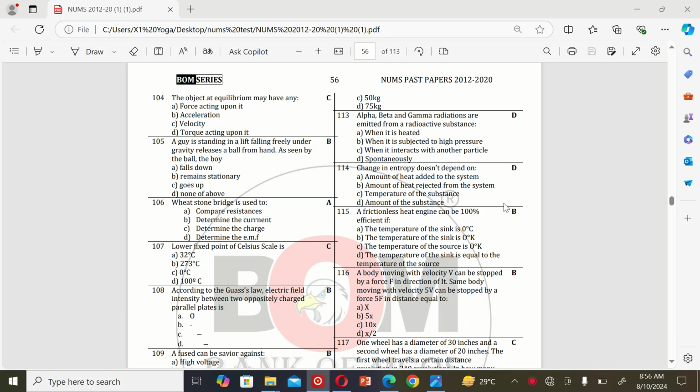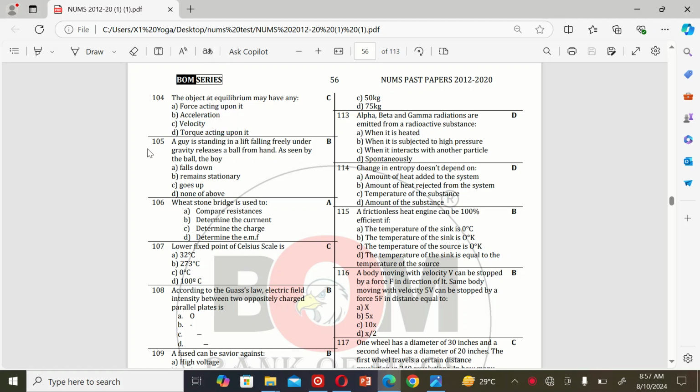Let's get started. The first MCQ is: an object at equilibrium may have any of the following acting upon it: A, force; B, acceleration; C, velocity; D, torque. So the correct option is C, velocity.